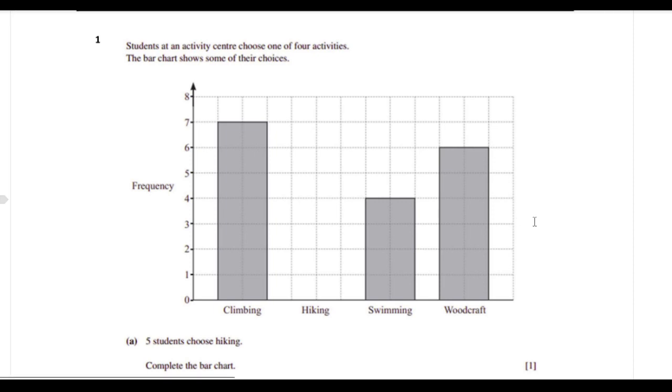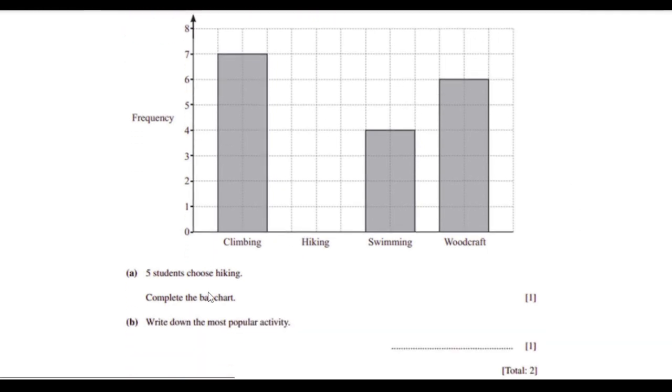Okay. So the first question, you have students at an activity center. Choose one of the four activities. The bar chart shows some of their choice. 5 students choose hiking. Now you can see the frequency. Climbing, 7 students have chosen. Hiking, it is said that 5 students. So I have to complete the bar chart. So here, complete the bar chart.